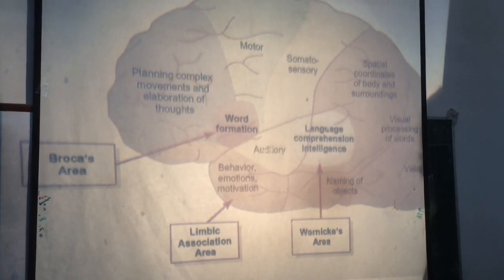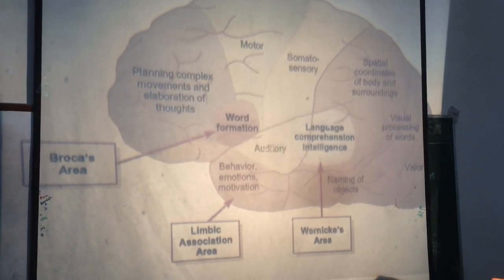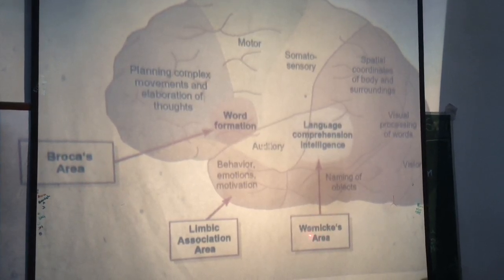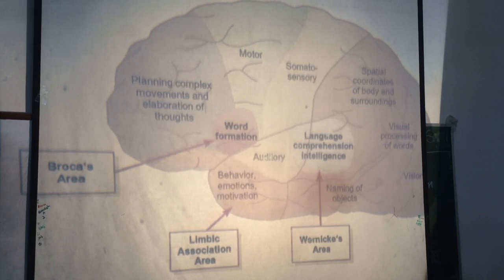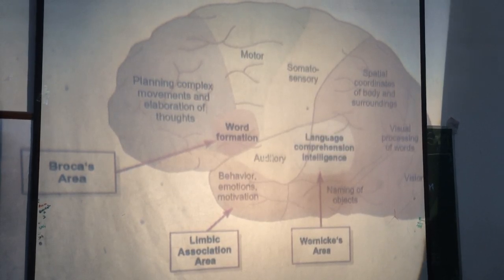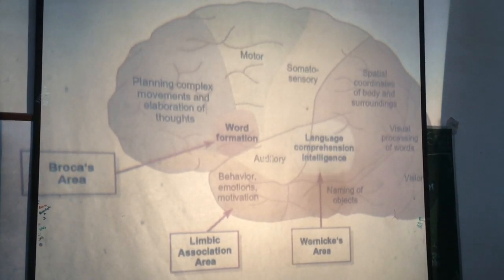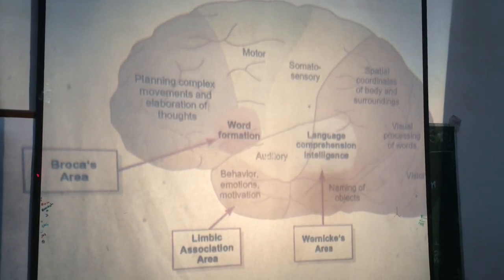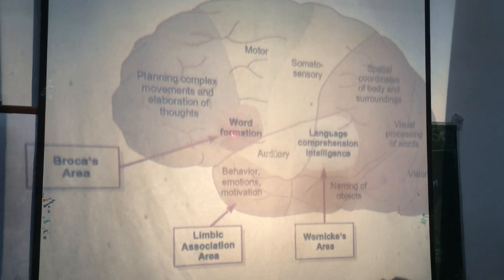So the areas concerned with speech in the dominant hemisphere include the motor speech area, the sensory speech area, and then the other areas we discussed. The first speech center is the motor speech area, also called Broca's area, also called the area of word formation.